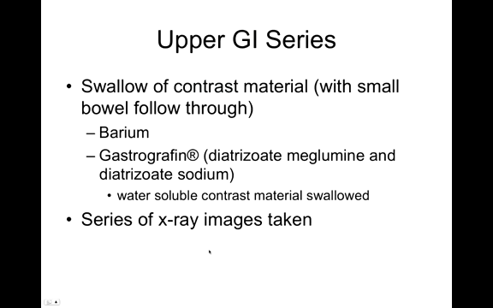Other tests are upper GI series. These aren't used as commonly as a CT because the CT scan and the MRI are so good, but sometimes they're still used. It's used to visualize different parts of the gastrointestinal tract, especially the esophagus.